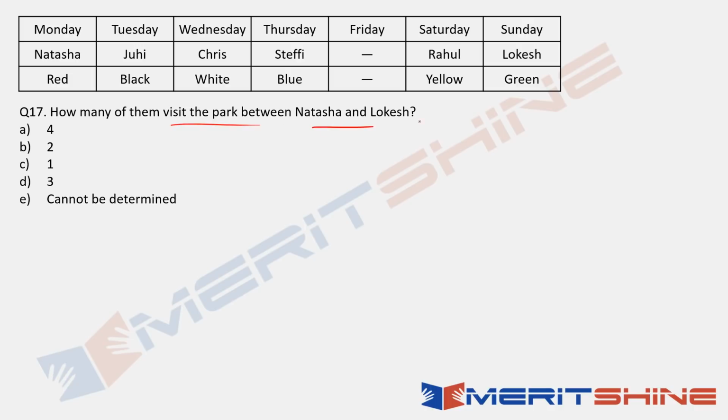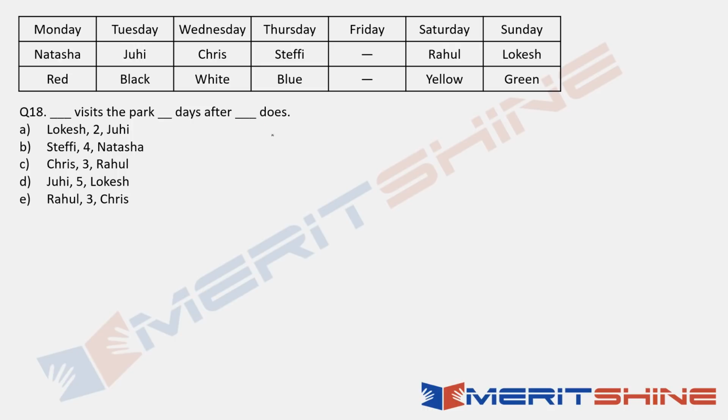How many of them visit the park between Natasha and Lokesh? This is Natasha, Lokesh, all 4, rest 4. So that's A. Visit the park after, okay. Lokesh, Juhi, it cannot be 2 days, gone. Steffi, Natasha, it cannot be 4, gone. Chris, Rahul, this is reverse, fine, gone. Juhi and Lokesh, so Juhi visited before Lokesh, gone. So the answer has to be option 5.